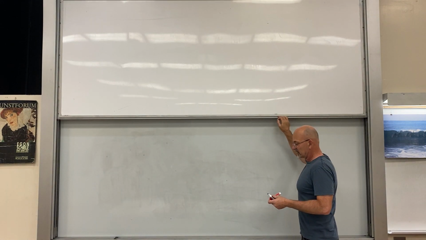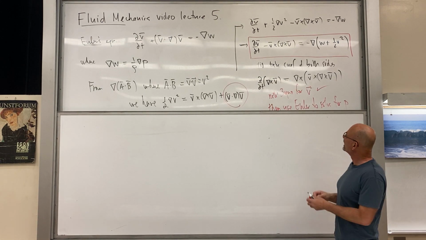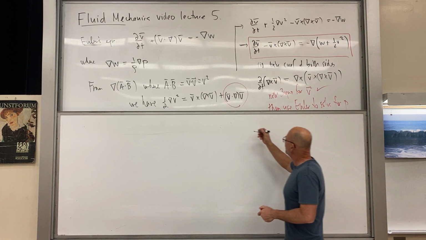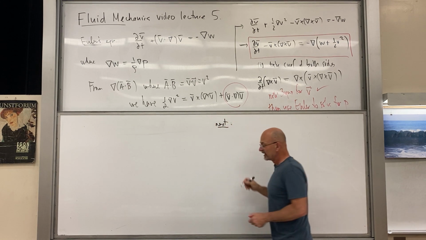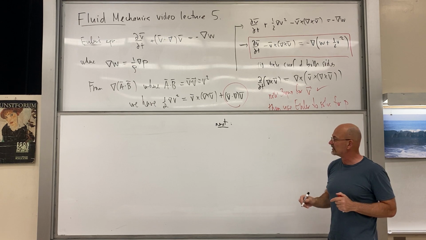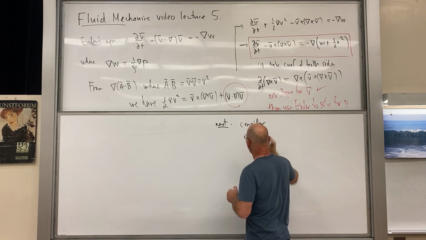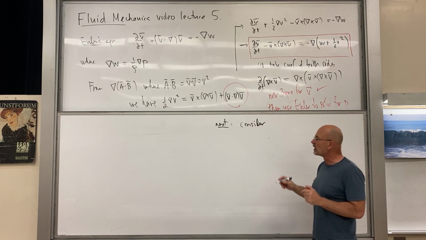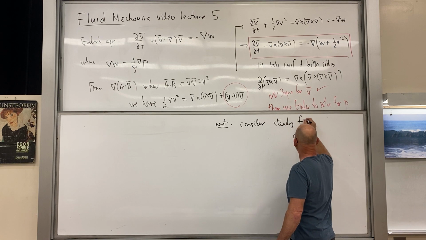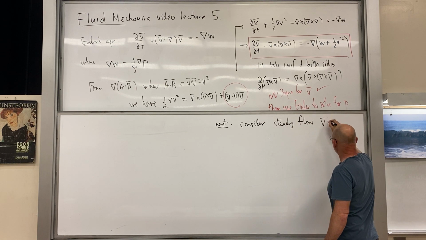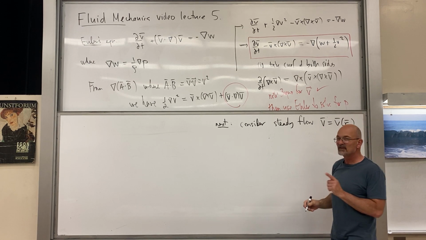Now here's another interesting application. That was just for thoroughness, so to speak. The next thing we want to do is consider streamlines. Actually, back up a moment. Consider steady flows, and then we can talk about streamlines. So a steady flow, V, is V of position, but not V of time.